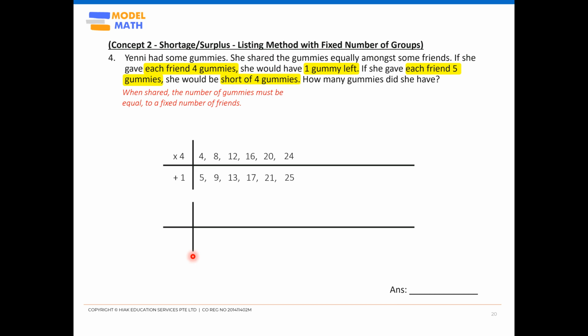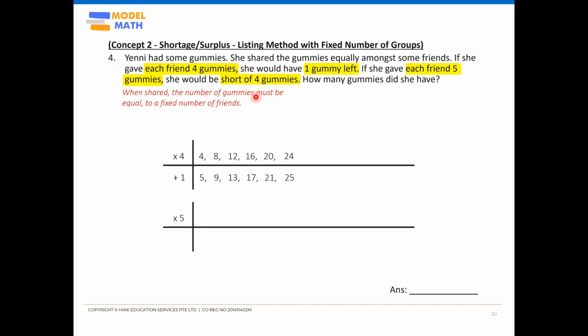If I give 5 to 2 friends, then there will be 10 sweets that I've distributed. If I give to 3 friends, there will be 15 sweets that I've distributed. So again, it's multiples of 5. Okay, now, but whatever I've distributed, I realize that after distributing, I am short of 4 gummies.